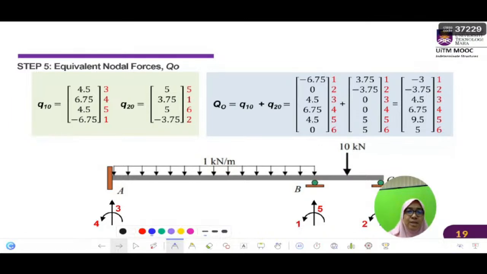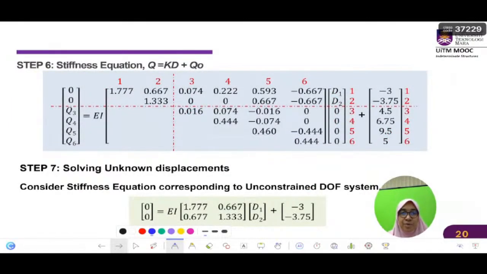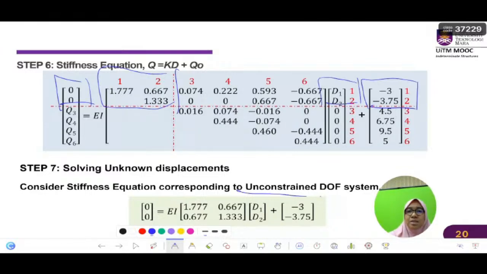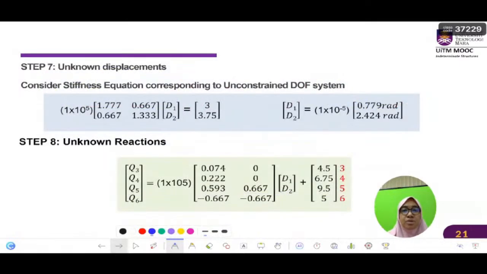All of this we substitute into the stiffness equation, Q is equal to KD plus Q naught. Whenever we want to solve for the unknown displacement, we just need to consider this portion only, due to the unconstrained degrees of freedom. So we just need to solve two simultaneous equations, then we get displacements D1 and D2.